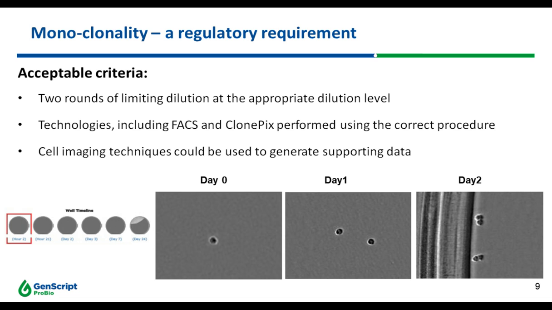And if you're using single clone picking to provide more clonality, you need to demonstrate that the procedure used can produce monoclonality. And when we use VIPs, you can actually produce cell imaging at the same time. So as you can see below, from the plating you can see the cells in each well from day 0, day 1, and day 2, to demonstrate that all the clones are from a single cell.